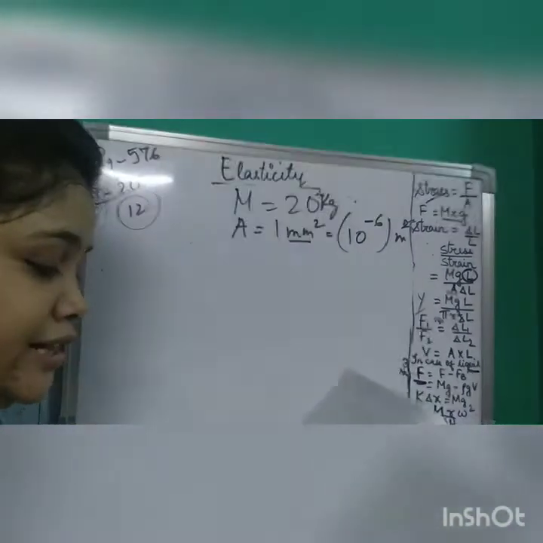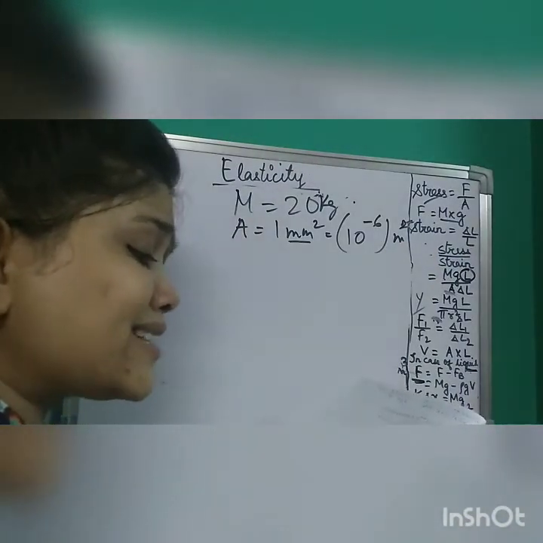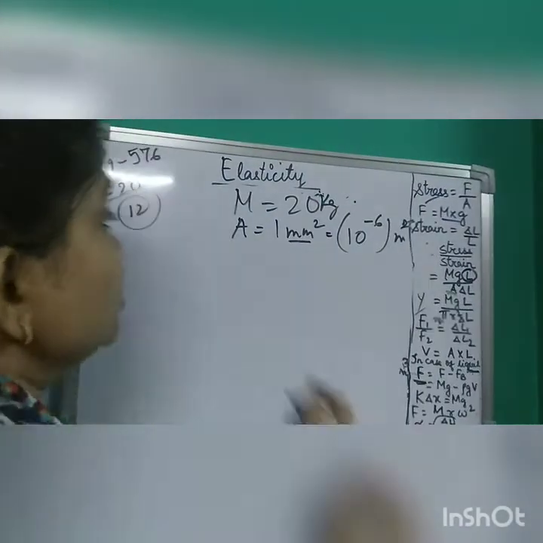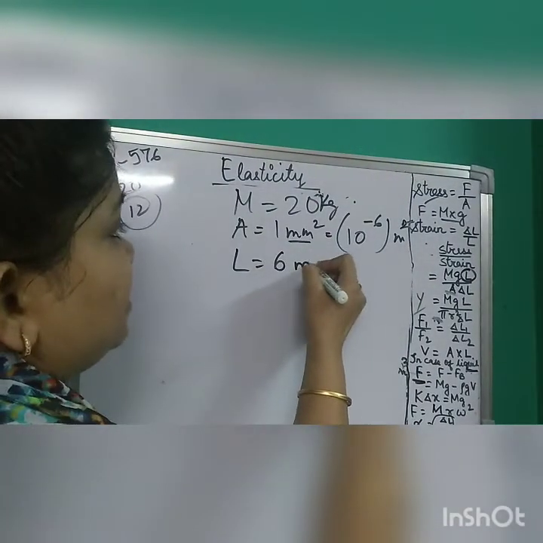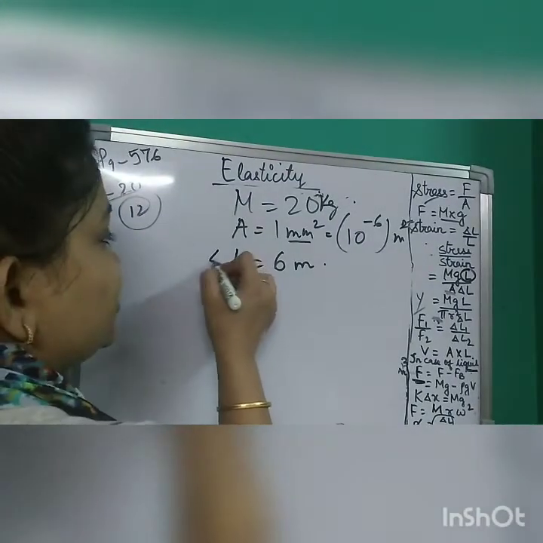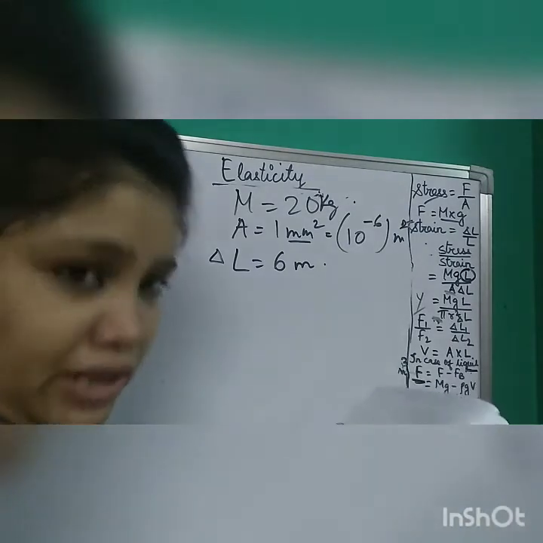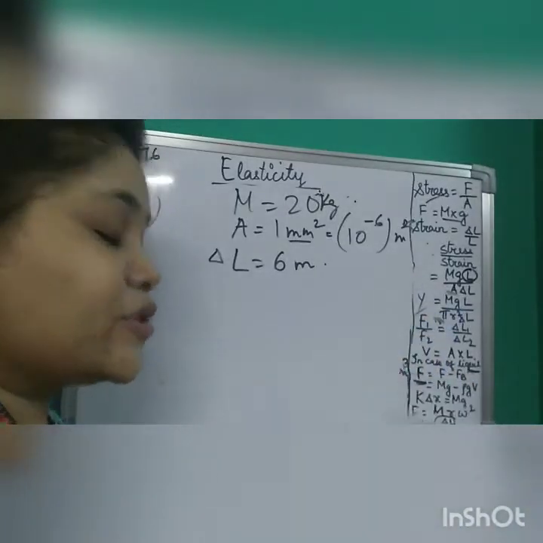Next, what is given? When stretched, the length is exactly 6 meter. So length is 6 meter. Remember, stretch means it is delta L. When the weight is removed, the length reduces to 5.9.